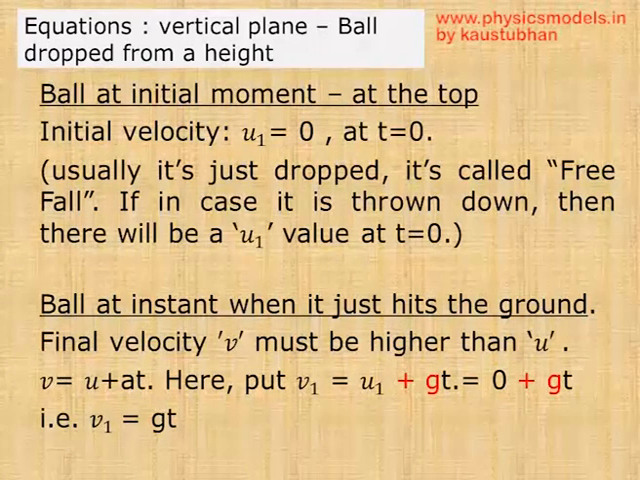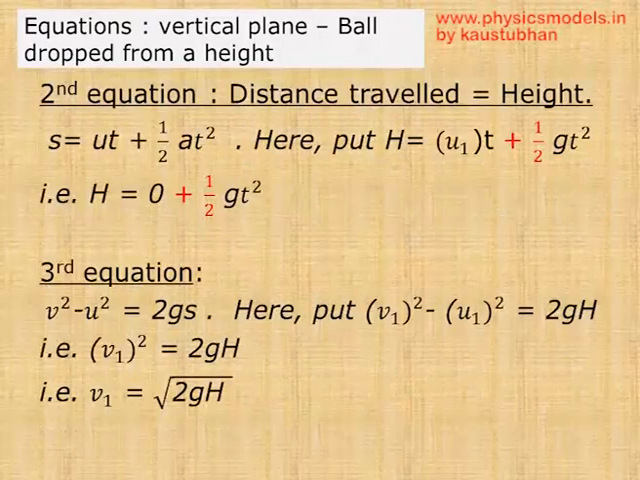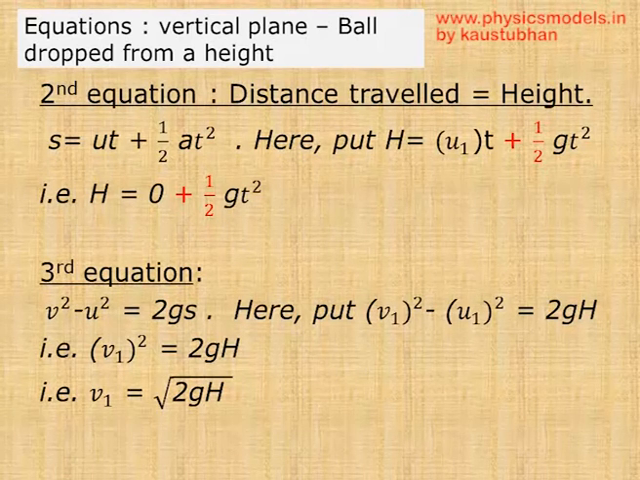So since the acceleration is gravity and nothing else, v equal to u plus at becomes v1 equal to u1 plus g into t. We simply substituted g instead of a. And u is 0 because we just dropped it, and therefore v1 becomes equal to gt. Coming to the second equation, s equal to ut plus half at squared. So therefore we simply put h equal to u1 into t plus half gt squared, and that becomes 0 plus half gt squared.